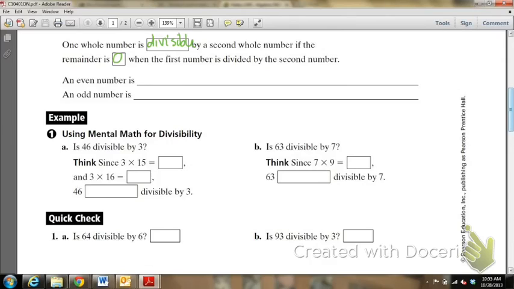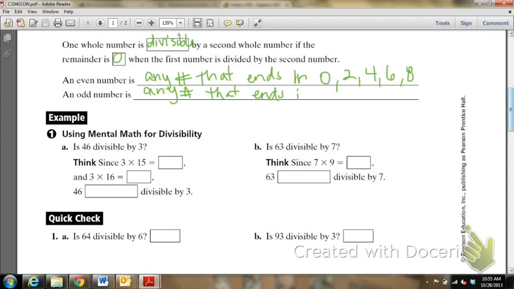So an even number is any number that ends in 0, 2, 4, 6, or 8. And 2 goes into every single even number. An odd number is any number that ends in 1, 3, 5, 7, or 9. Those are your odd numbers.